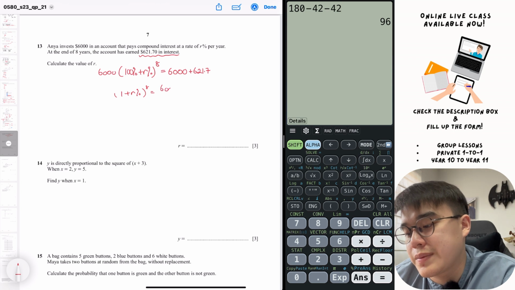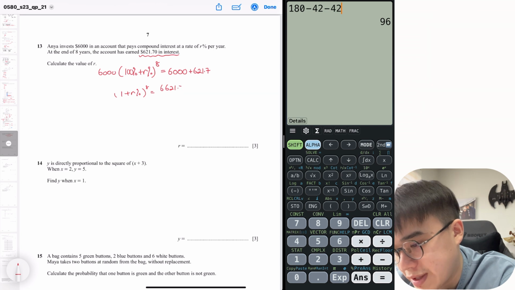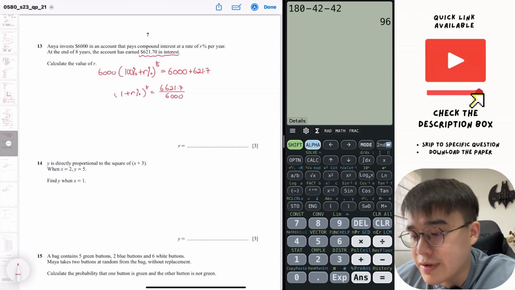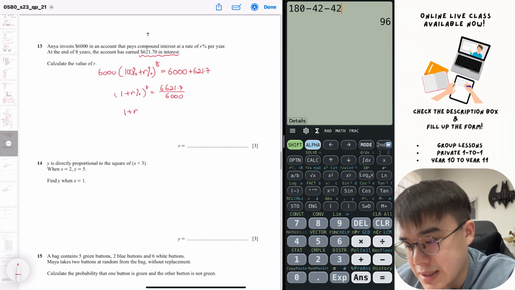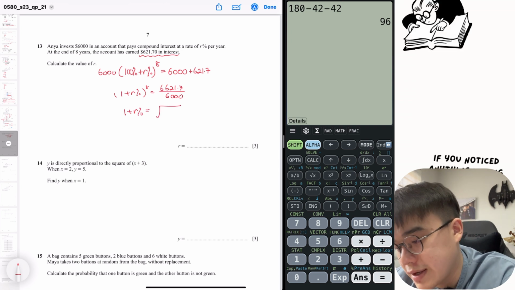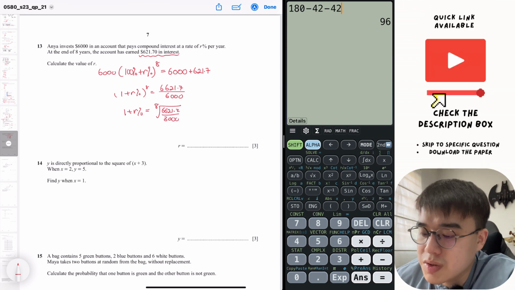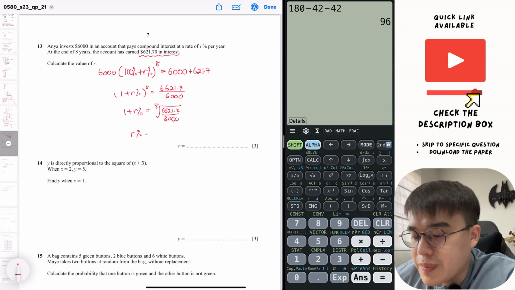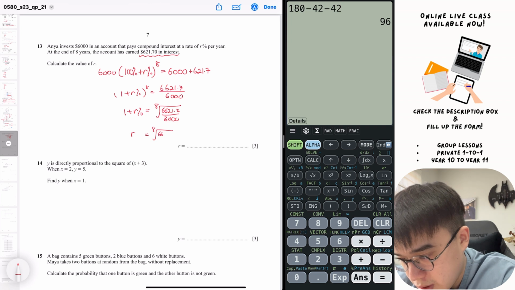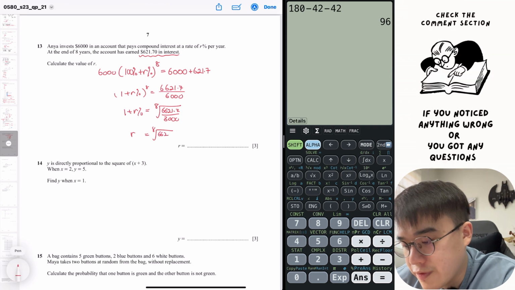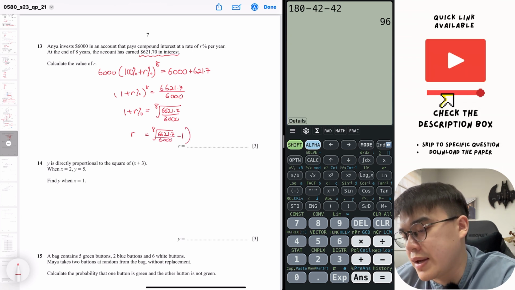So the 621.7 will be divided by 6,000 first, and to get rid of the power of 8, you have to put a root of 8 here. Then you arrive at the final section, which is to remove the percentage and the 1. So the things that you have here will now be minus by 1 first. Then only you multiply them by 100.